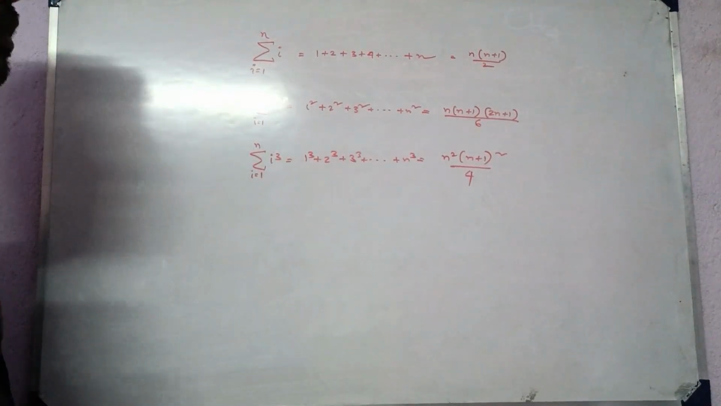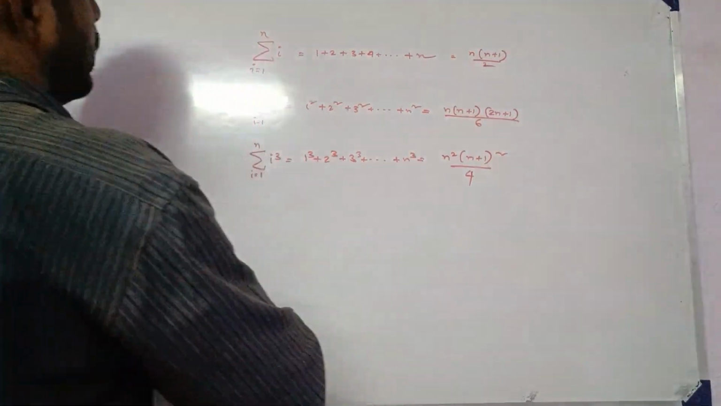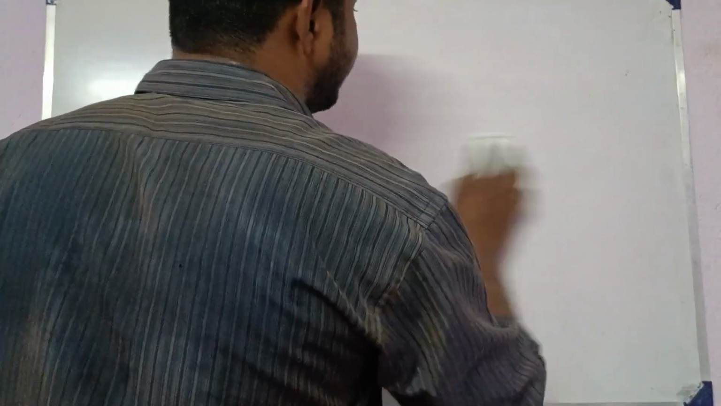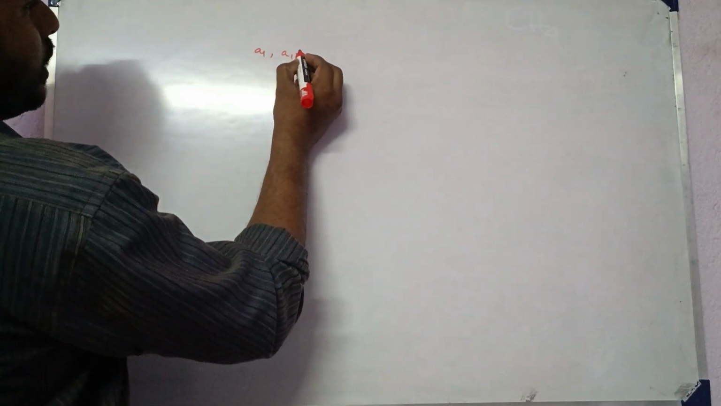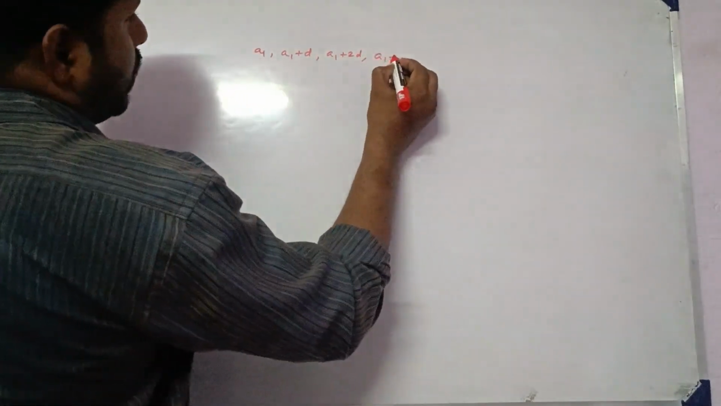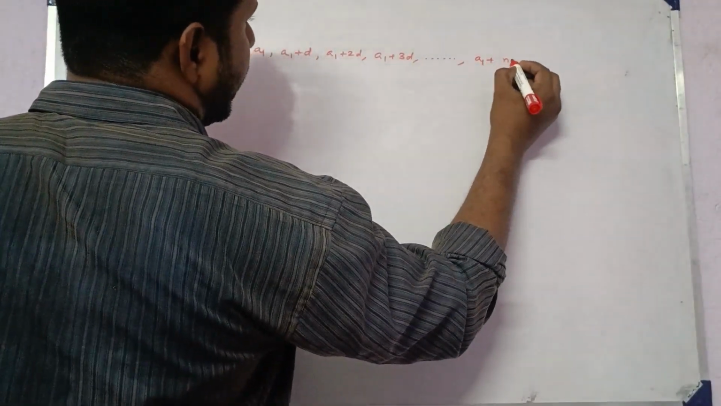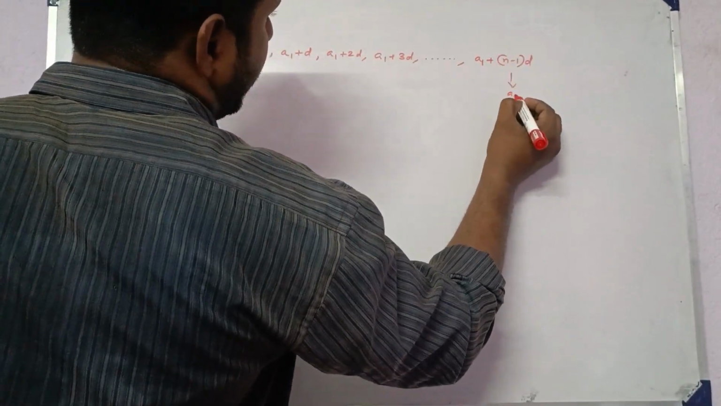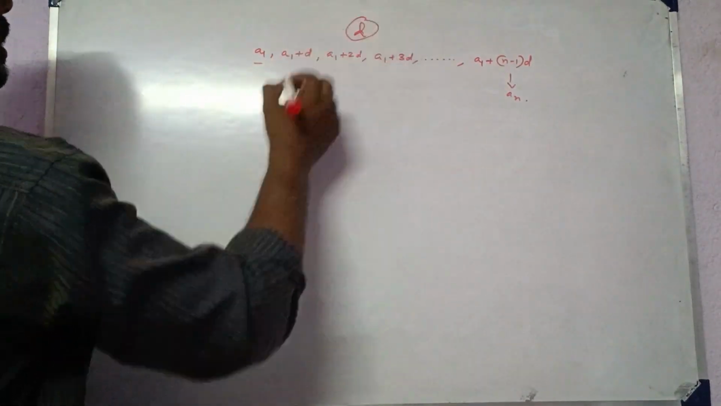Now we will find the formula for the summation of n terms of an AP. So let there be an AP where the first term is a1, the second term is a1 plus d, the third term is a1 plus 2d, a1 plus 3d, and so on up to a1 plus (n minus 1)d. That is the nth term, and that is the first term, where the common difference is d.